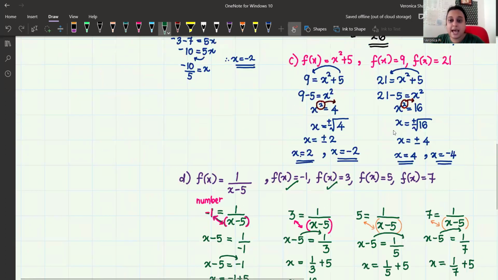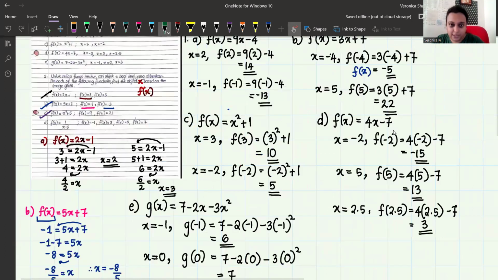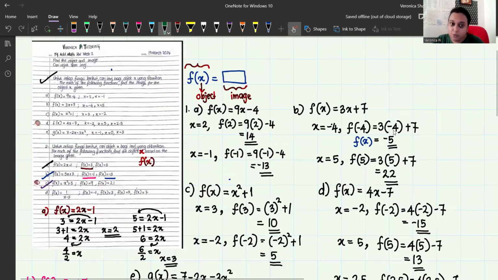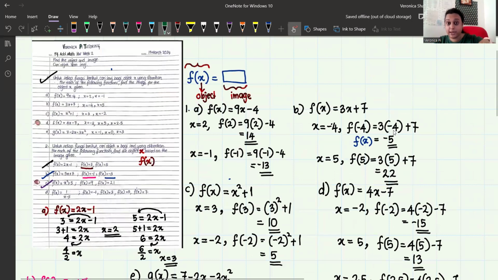So this should be the answer for your homework. Alright, so double check your homework. Like which one you all get wrong. Okay, for my students, you double check and please do the correction. Alright? Okay. If you're done, just let me know in the comment here. Teacher, I'm done with the correction. Okay?